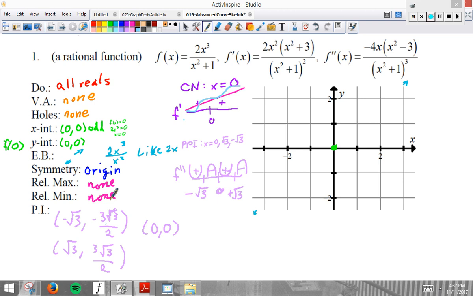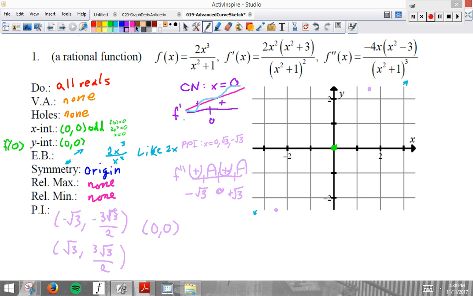So let's go ahead and graph our other 2 points of inflection before we forget. Root 3 is some number between 1 and 2. It's actually closer to 2. 3 root 3 over 2 is close to 3.5. It's going to mess up my arrow. That's one reason not to do arrows this early. Negative 3 root 3 over 2. Similar situation.